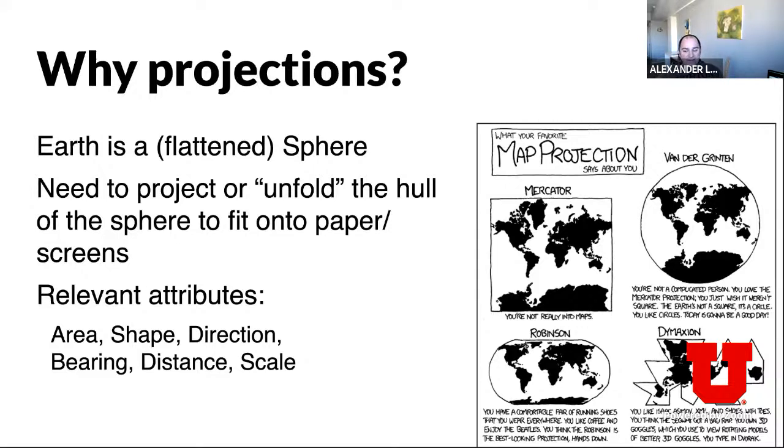In doing that, you will never find a perfect representation, but you have to make compromises in how to unfold the Earth onto paper or screen. And things that you need to worry about are: am I preserving the area of geographic regions? Am I distorting shape? Is direction constant? Is the bearing constant? Is the distance between two points on the map constant? What is the scale, and so on? I recommend that you take a look at this XKCD comic about what your favorite map projection says about you. My favorite one here is actually the globe.